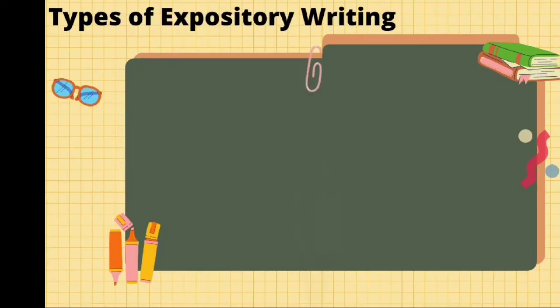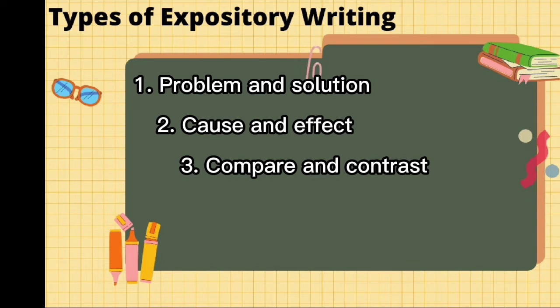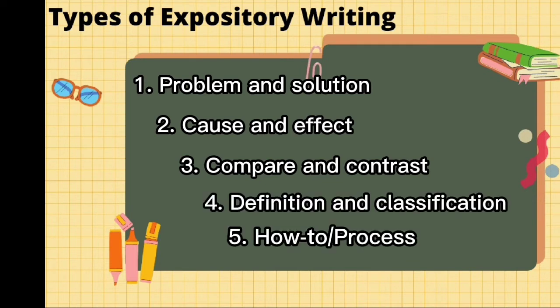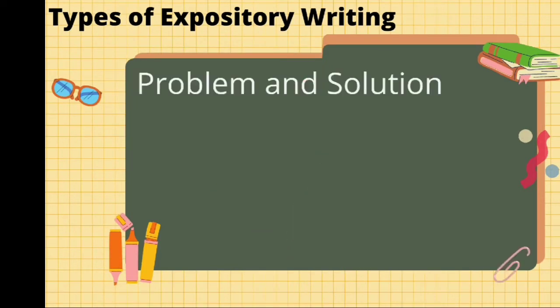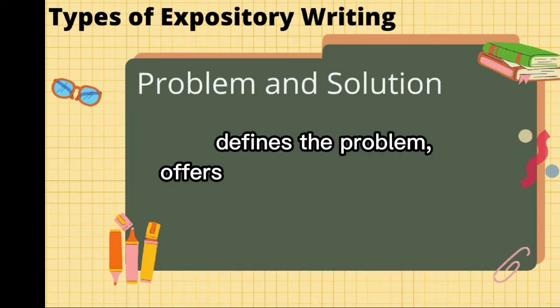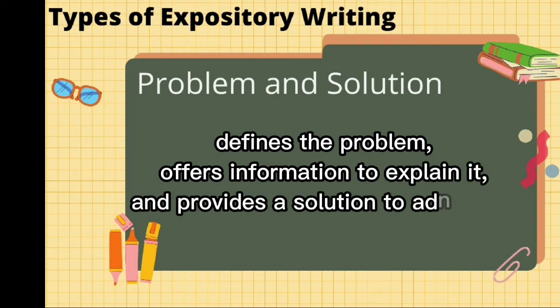There are 5 types of expository writing: problem and solution, cause and effect, compare and contrast, definition and classification, and how-to or process. Let us discuss first the problem and solution. As the name implies, the writer defines the problem, offers information to explain it, and provides a solution or solutions to address it. He or she must provide adequate evidence to back up his or her idea and provide strategies to put it into action.